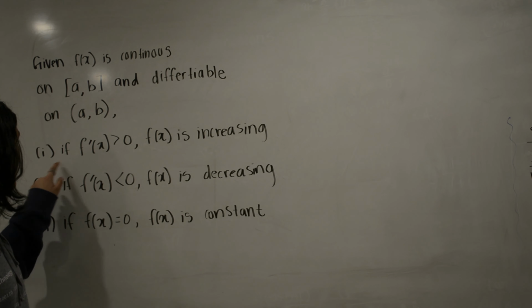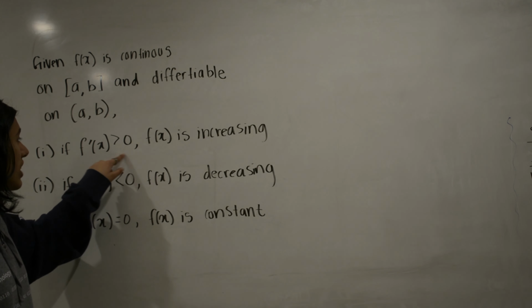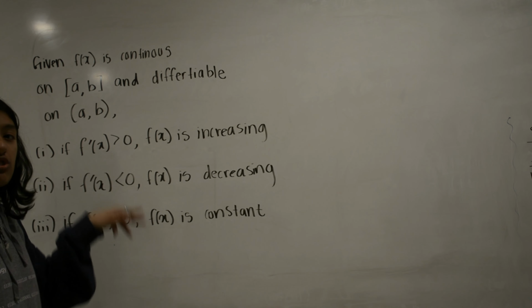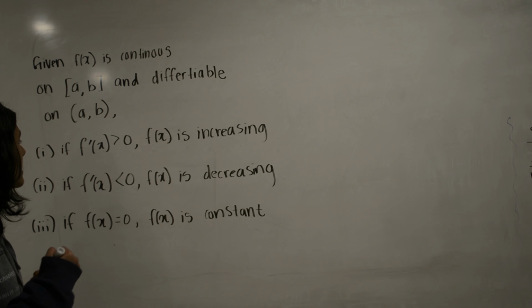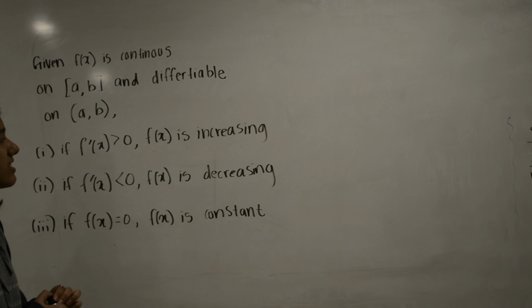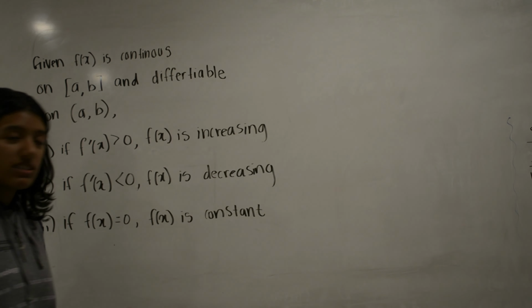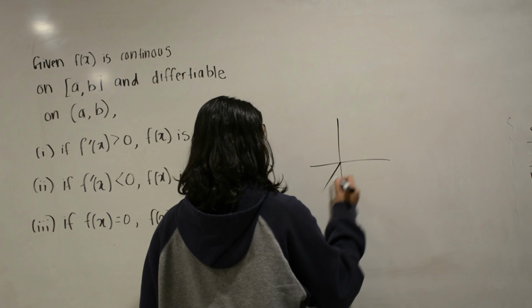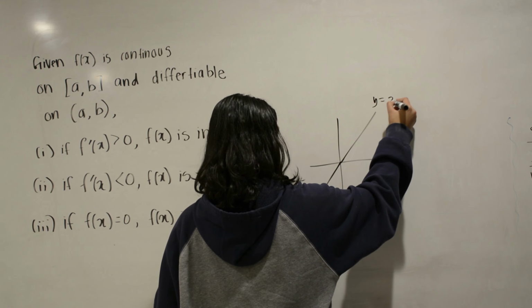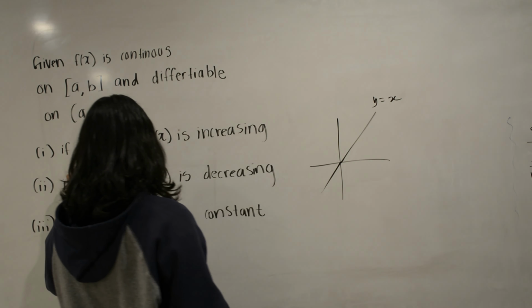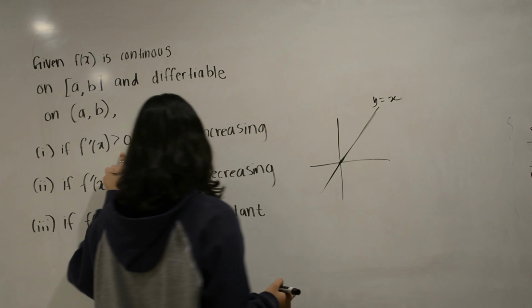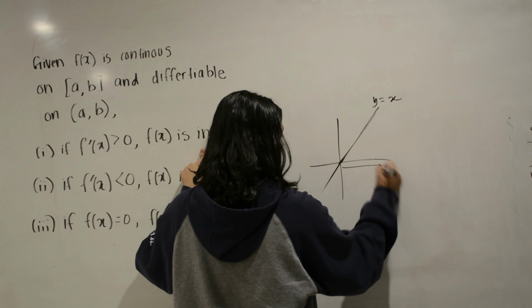The first one being if f prime of x is greater than 0, f of x is increasing. Now f prime of x is the slope, and we're essentially saying if the slope is greater than 0, the overall graph is increasing. And we see that in a lot of our problems. If we have this line, y equals x, we see that the slope is positive, and it is increasing left to right.